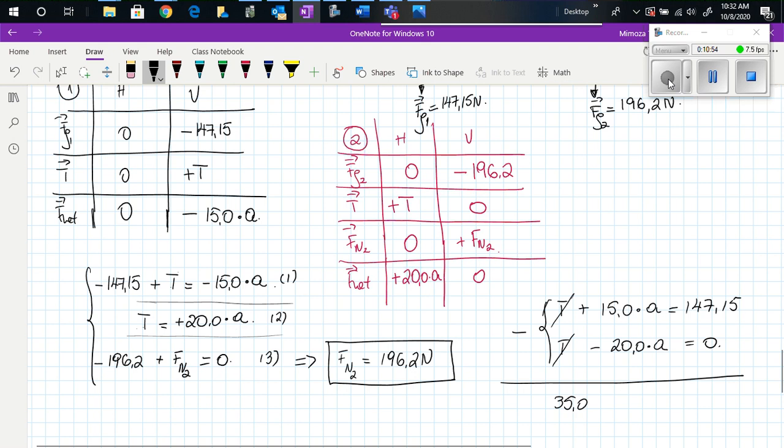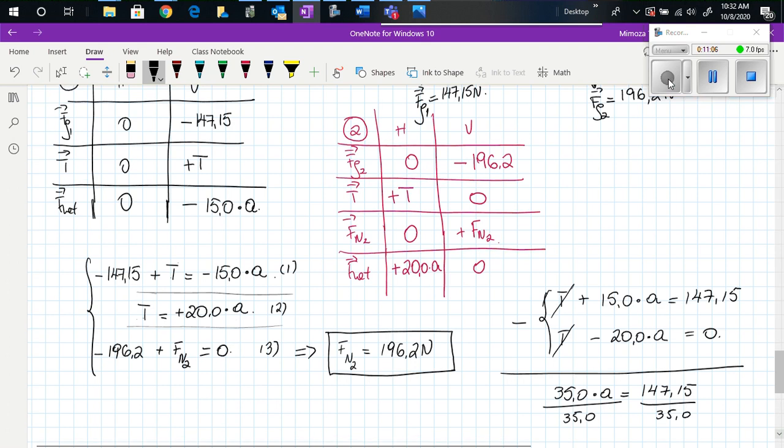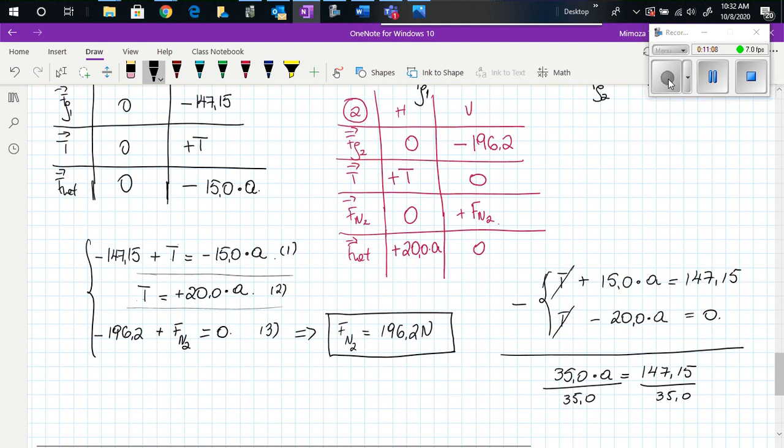T is canceled, and then we will have 35A is equal to 147.15. Divide both sides by 35, and then A will be equal to whatever the calculator is telling us. Divide by 35, A is equal to 4.20 meters per second squared. Is this clear?